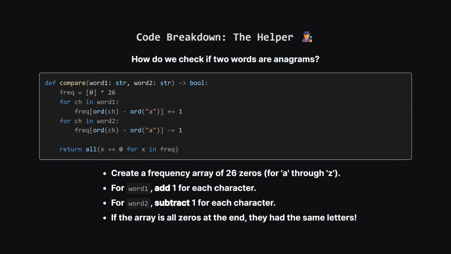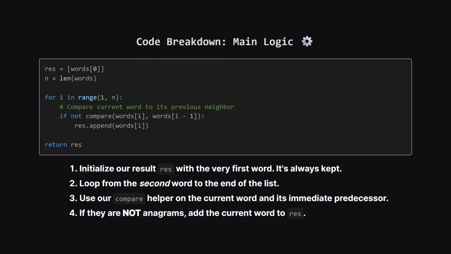It's a very efficient way to check. Now for the main part. We create our result list, which we'll call res, and we immediately put the very first word from the input into it. The first word is always kept.